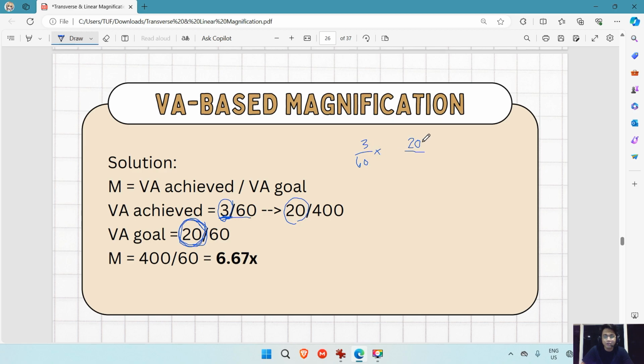So how do we do that? All you have to do is 20 divided by 3. How much is it? Wait, let me use the calculator. 20 divided by 3 is equal to 6.67. Okay, 6.67 is multiplied to 60. So 6.67 times 60 is equal to 400. Same, right? This is like a reverse cloud method.